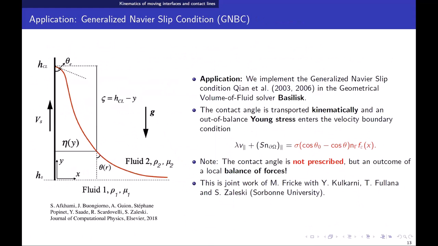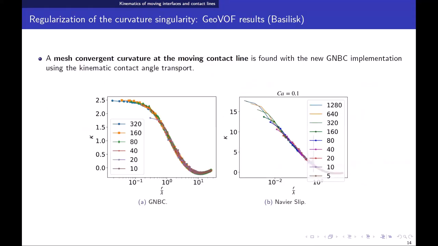This is kind of a comparison for us. We already implemented this in a collaboration in Basilisk, with Popinet and Professor Zaleski's group. Because of this implementation, we could find out that curvature was only logarithmically diverging with just Navier slip, and GNBC actually produces convergence in the curvature. It's also an improvement to Basilisk, which we want to bring to OpenFOAM also for the contact line.